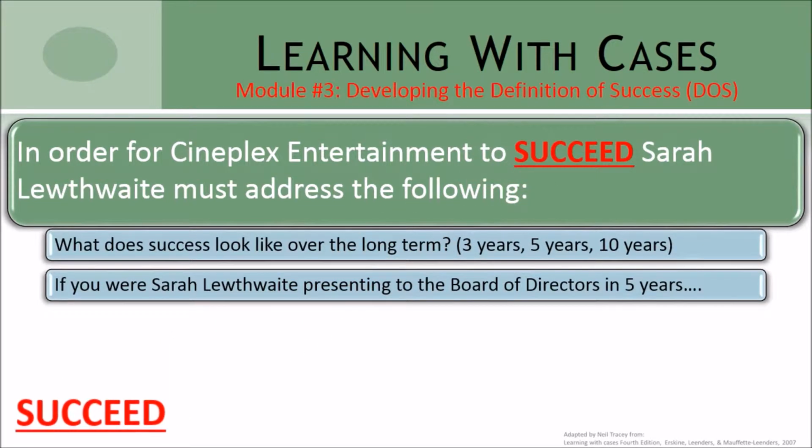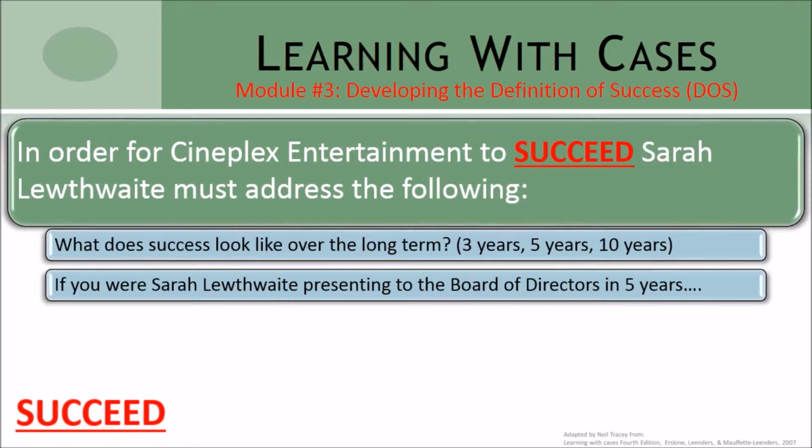In order to define success, we want to think about the long term. If Sarah were sitting back in her office or presenting to the board of directors 3 years or 5 years or 10 years from now, what would success look like? If she were to sit back and pat herself on the back 5 years from now for a job well done, what would that look like?